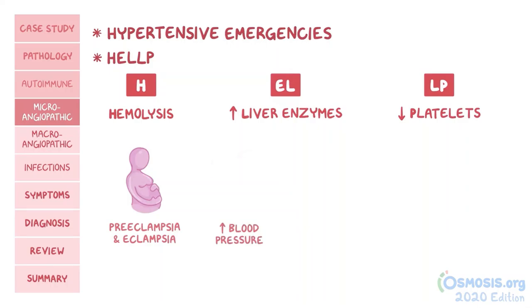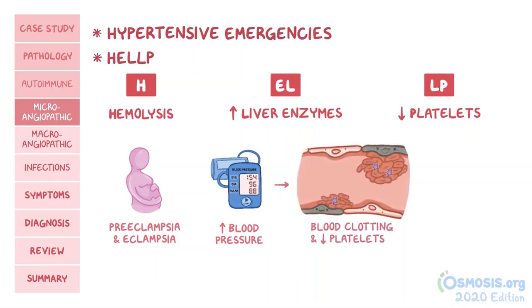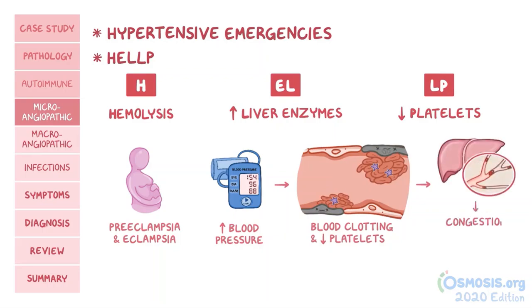High blood pressure can damage the vascular endothelium and activate the coagulation cascade, leading to the formation of blood clots, depleting the platelets. The clots are responsible for the destruction of red blood cells as they circulate through the clotted vessels. The clots also deposit in the hepatic blood vessels, causing congestion and increased intrahepatic pressure, leading to liver damage.